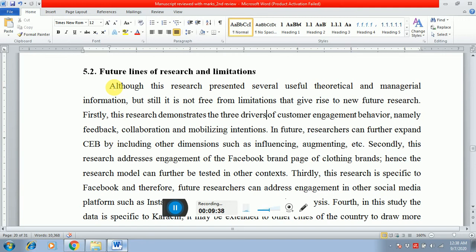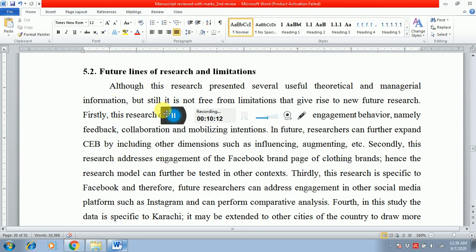Firstly, this research demonstrates the three drivers of customer engagement behavior, namely feedback, collaboration, and mobilizing intention. In future, researchers can further expand CEB by including other dimensions such as influencing, augmenting, etc. Secondly, this research addressed engagement on Facebook brand pages of clothing brands. Hence, the research model can further be tested in other contexts. Thirdly, this research is specific to Facebook, and therefore future researchers can address engagement in other social media platforms such as Instagram and can perform comparative analysis.